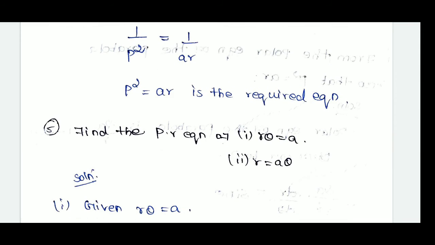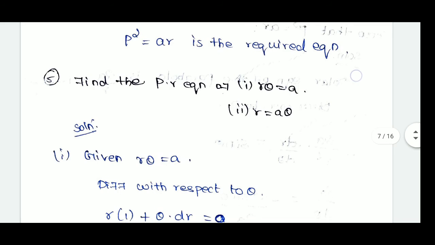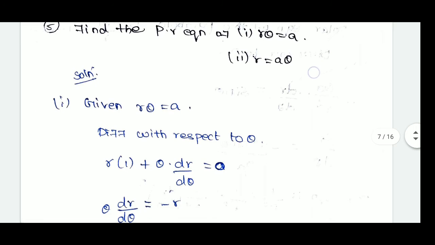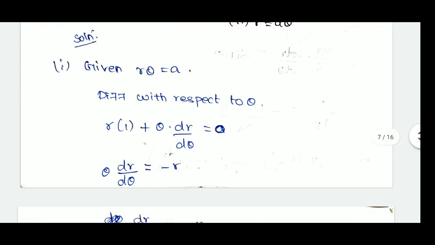Now we can see the next problem, the fifth problem. Find the pedal equation of r theta equal to a, and r equal to a theta. So there are two subdivisions. We go to the first subdivision. Solution: given r theta equal to a, differentiate with respect to theta.